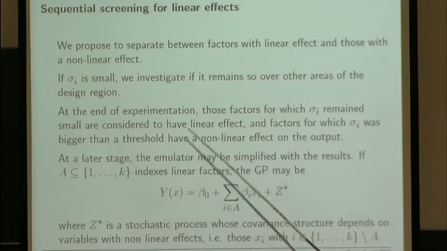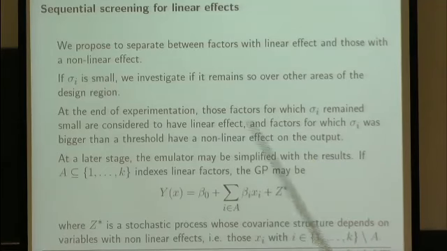And at the end of the experimentation, those factors for which sigma I remains small are considered to have a linear effect, and factors for which sigma I was bigger than a threshold are considered to have a nonlinear effect. At a later stage, although our work essentially stops here, what could we do with these results? Well, the emulator could be simplified with the results.